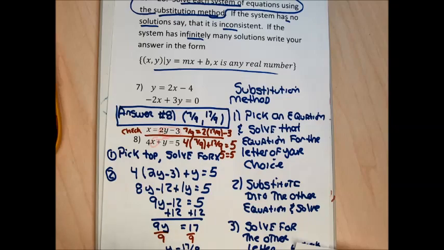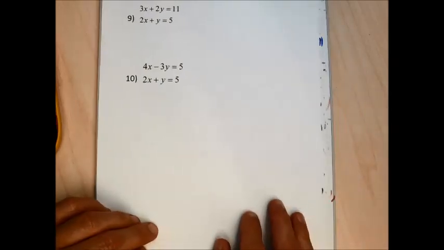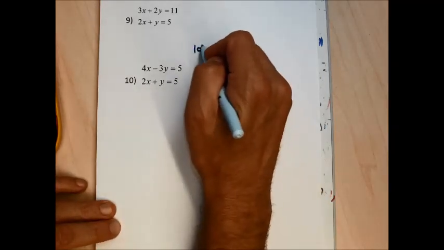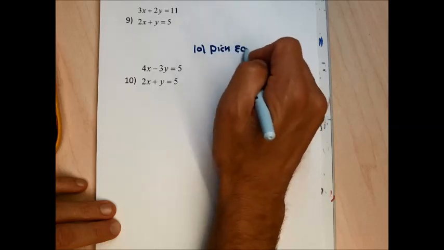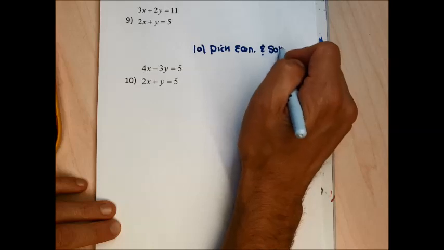So give number 7 a go. And I'll move on to the next page and try to do number 10. So my first step in number 10 is to pick an equation and solve it for the letter of my choice.